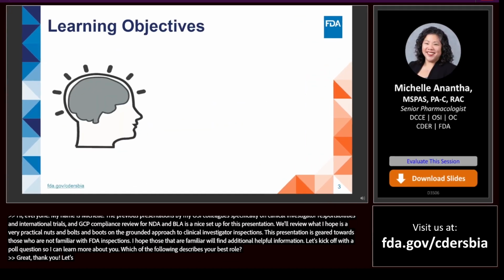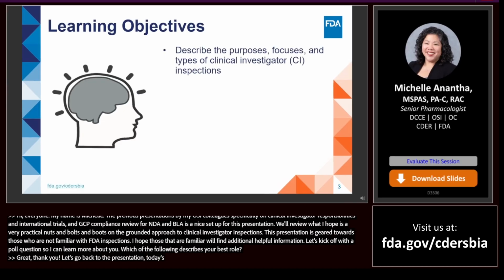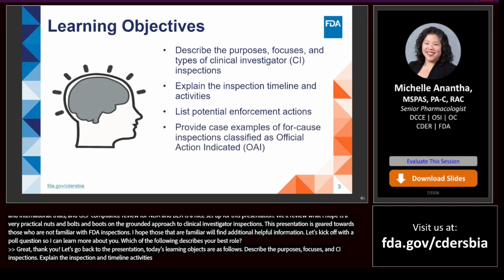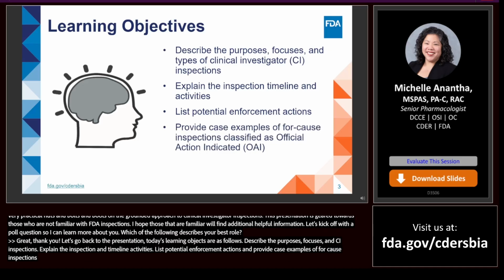Today's learning objectives are as follows. Describe the purposes, focuses, and types of clinical investigator, or CI as I'll call it, inspections. Explain the inspection timeline and activities. List potential enforcement actions, and provide case examples of for-cause inspections classified as official action indicated, or OAI.